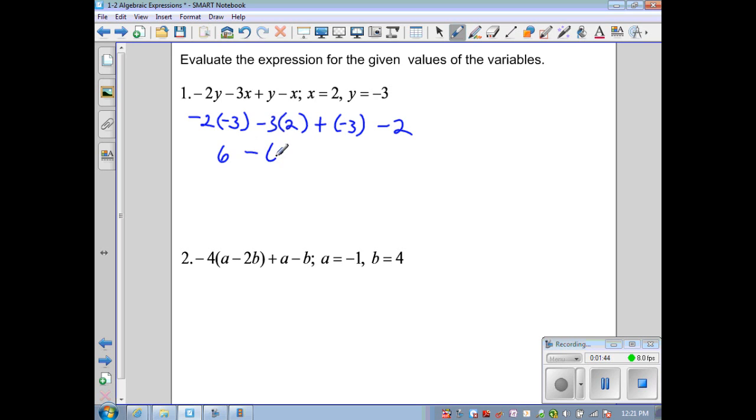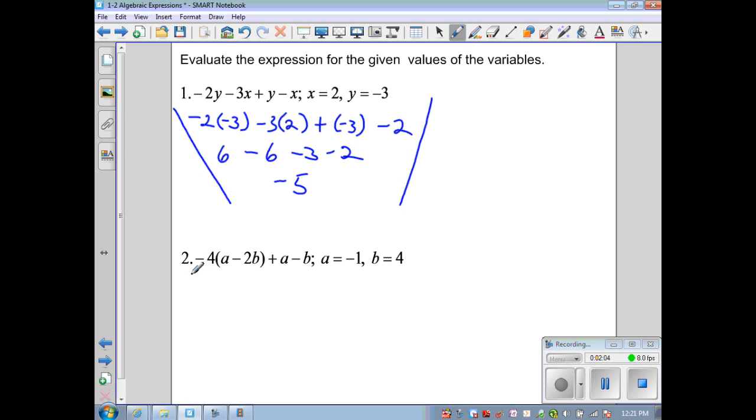Negative times a positive is a minus 6. This is a negative 3 minus 2. 6 minus 6 is 0. 0 minus 3 is a negative 3. A negative 3 minus 2 is a negative 5. And notice we always work the problem down the page.